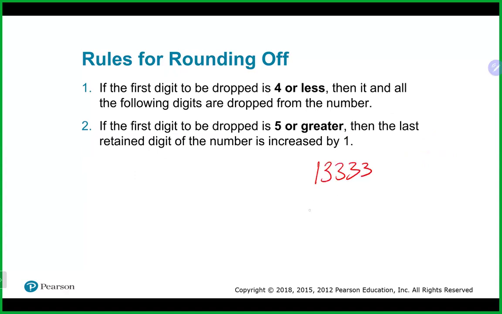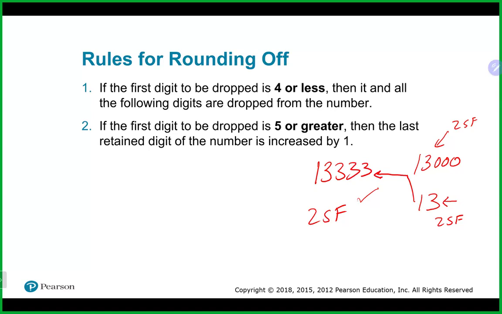So once again, 13,333, and I want 2 significant figures. What should the answer be? 13. Any others? How about 13,000? Let's start with the one down here. How many significant figures does this have? 2. That's good. How about here? How many significant figures does that have? So we got that part right? So is this number here the same as that number?